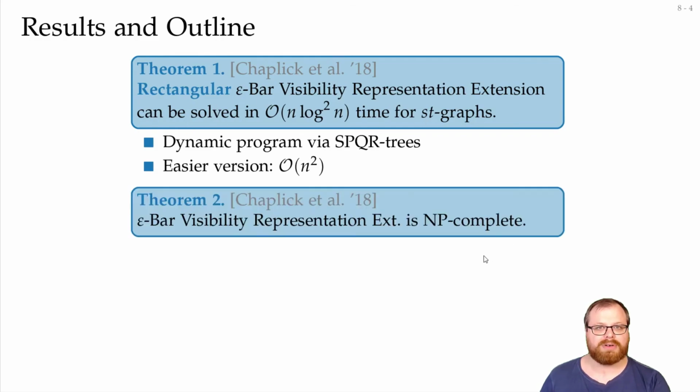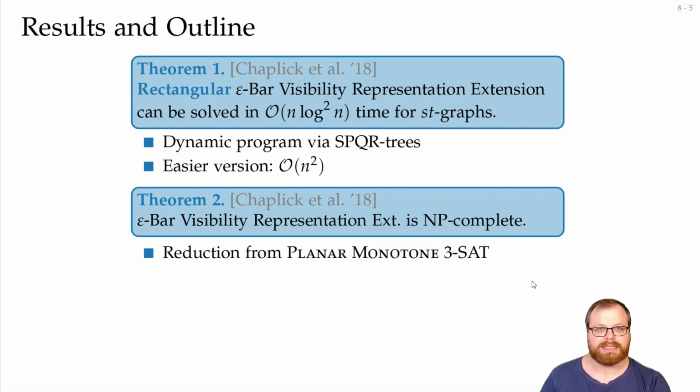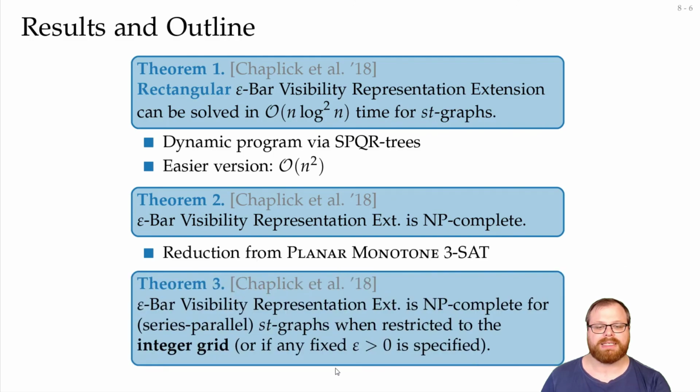The second theorem that we'll prove is that in the general case, where we're not rectangular, it is NP-complete. And for that we will reduce from planar monotone 3-SAT. Chaplick et al. also showed that it's NP-complete if the drawing is restricted to the integer grid. This is by reduction from 3-partition. But we will not show this result here.